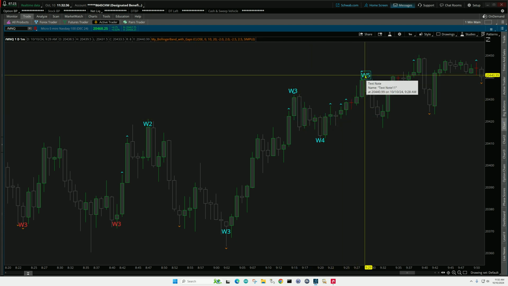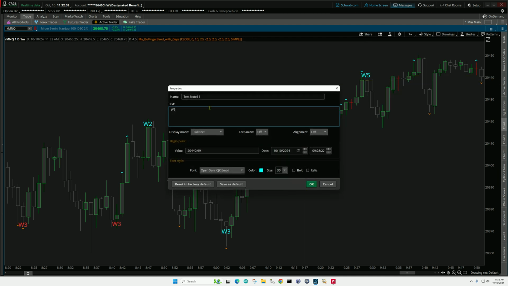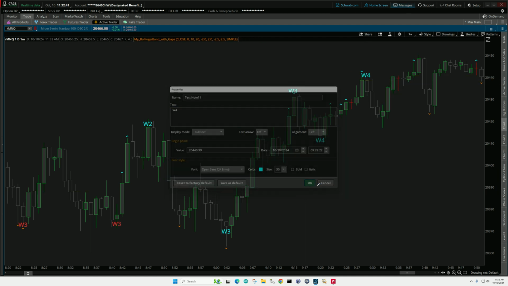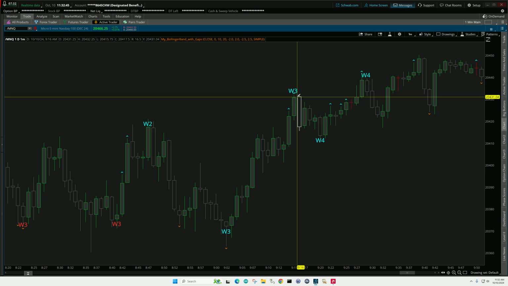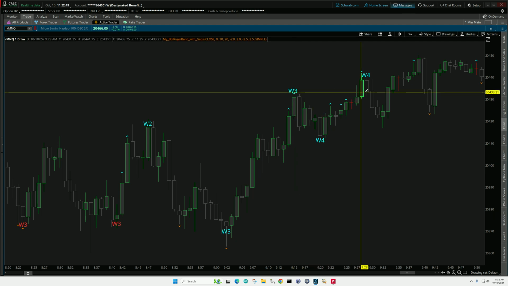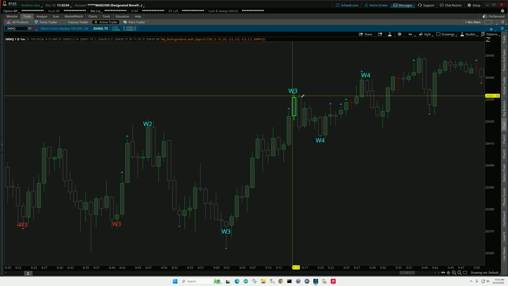Whoops, this is documented wrong. Let me update that for you. So in order to be a wave 4, you've got to have a candle body clearly above wave 3. This gray candle is clearly a candle body above wave 3.